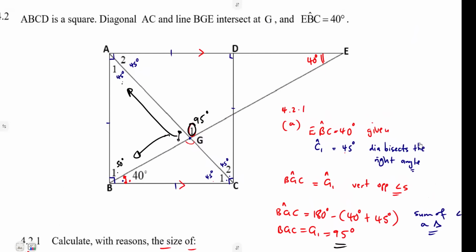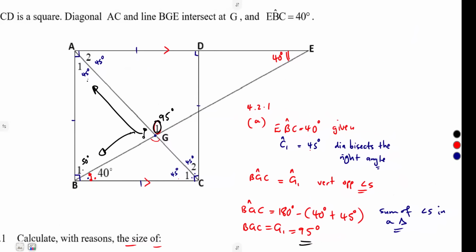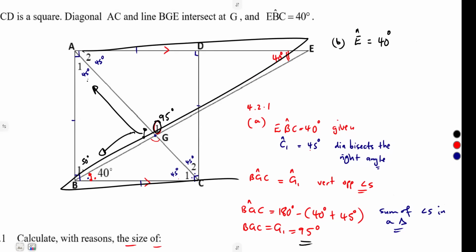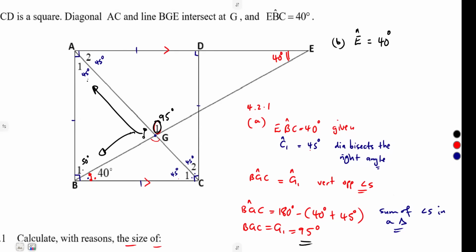In a triangle, there are so many ways, guys, to find angle E. All right, so that was going to be part B. So angle E, I can simply say it is equal to 40 degrees. Those are alternate angles, where we are creating Z alternate angles.